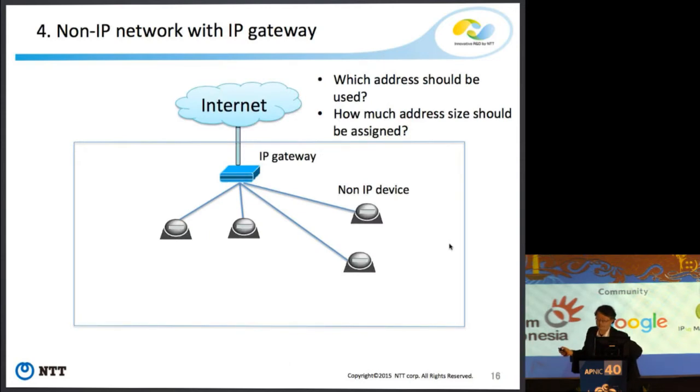And the fourth type of network has an IP gateway and non-IP devices under that gateway. In this case, which address should be used at the gateway, and how many addresses should be assigned to this network? These two are problems.